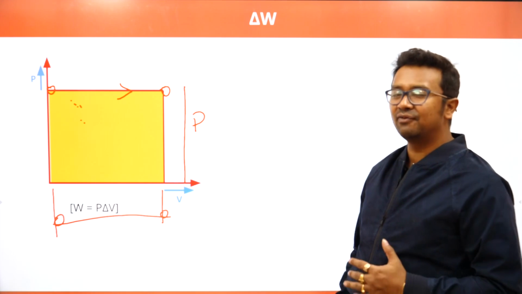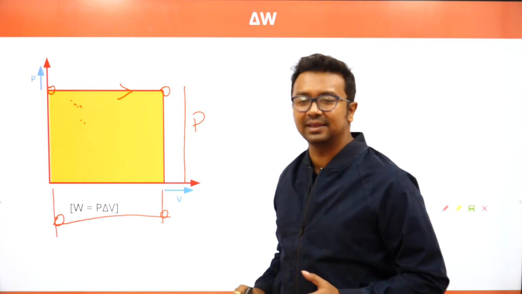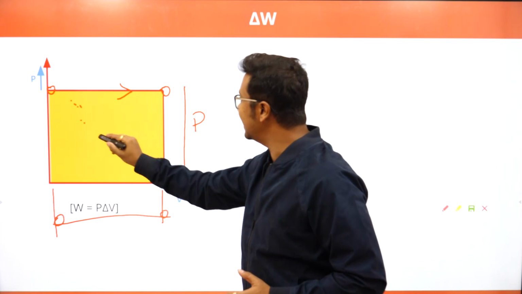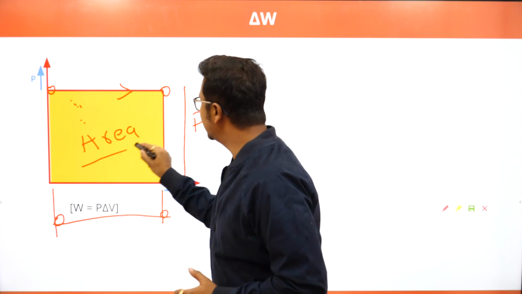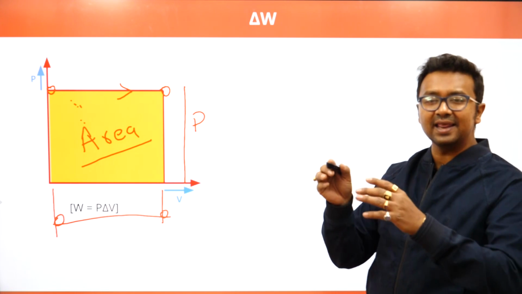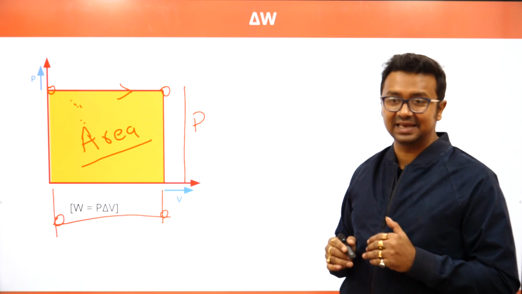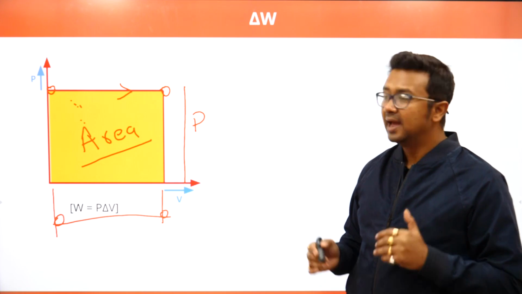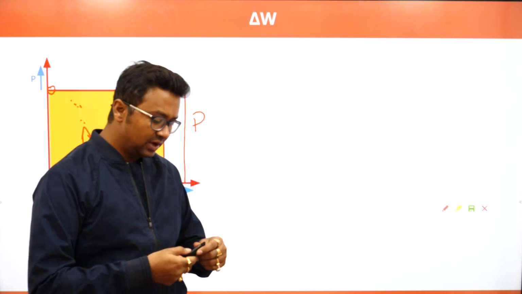If you look at it carefully, P into delta V, P is like the length, delta V is like the breadth. So length into breadth, we get the area under the curve. Alright? So the area under the PV curve basically gives us the work done. Now this is very simple to imagine.